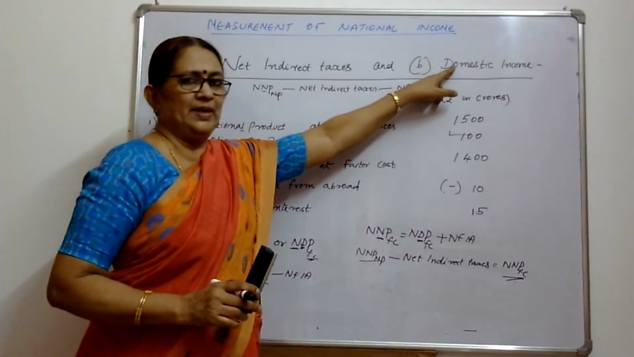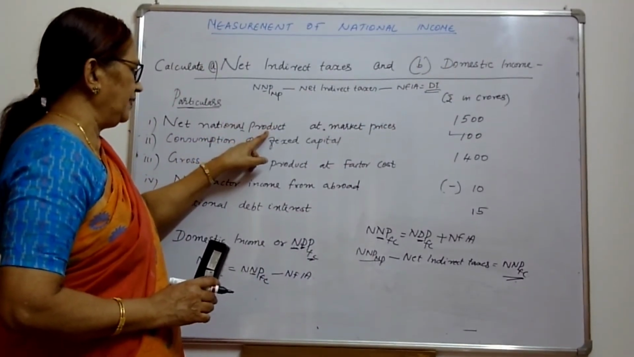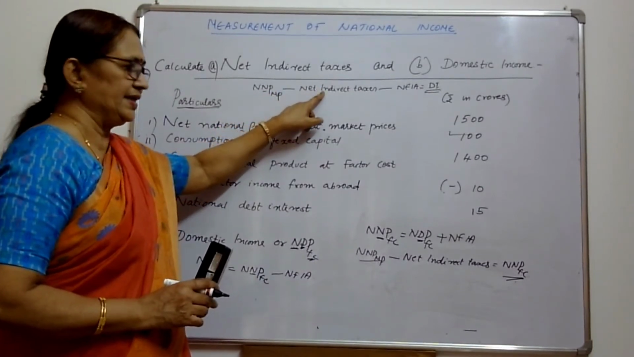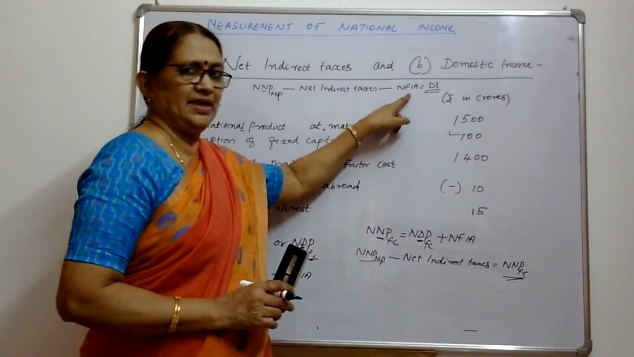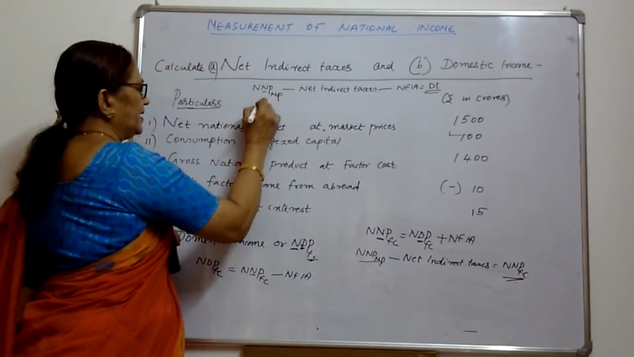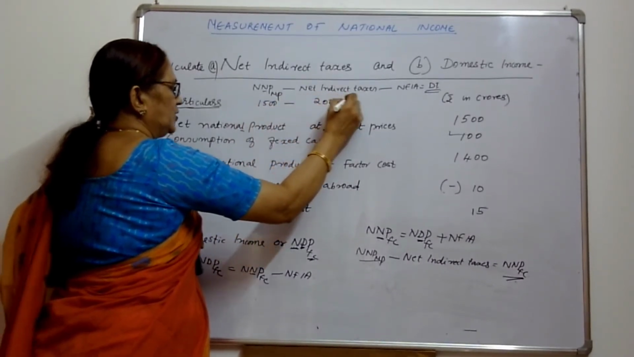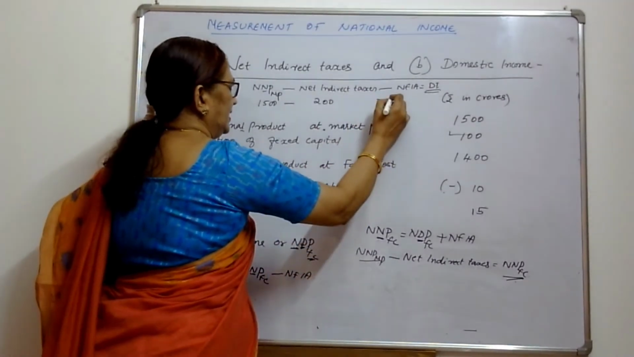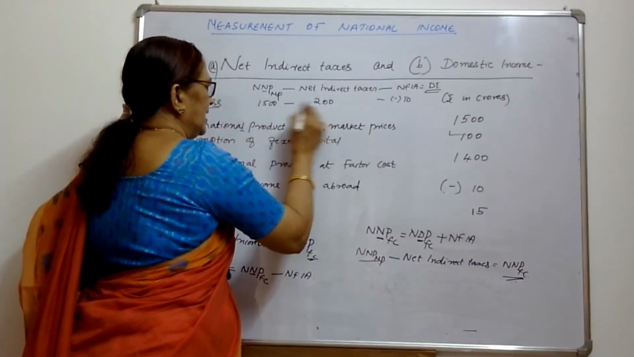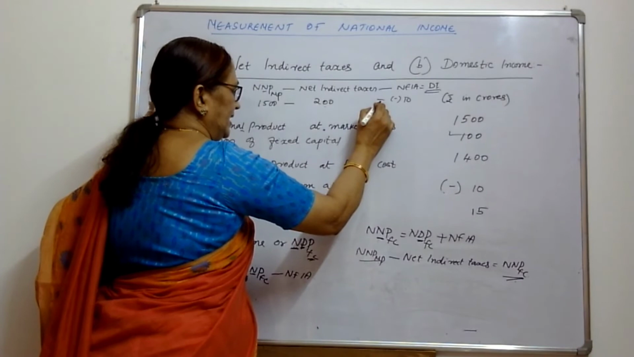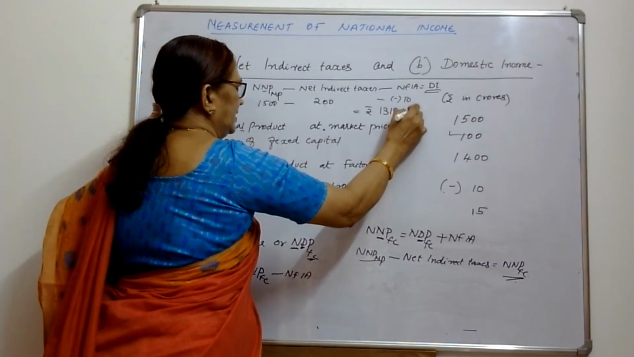We are asked to calculate domestic income or NDP at factor cost. So NNP at market price is given. From that, if we deduct net indirect tax, we will get NNP at factor cost or national income. From that, we have to deduct NFIA. So NNP at market price is 1500, minus net indirect tax, we have already calculated, 200, minus NFIA, which is negative 10. So 1500 minus 200 is 1300. Minus negative 10 means it becomes rupees 1310 crores.